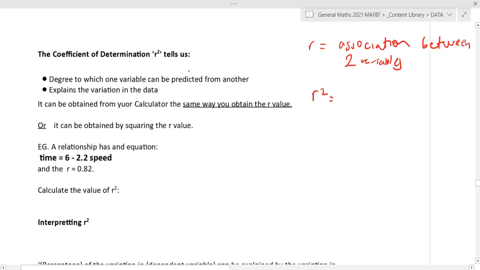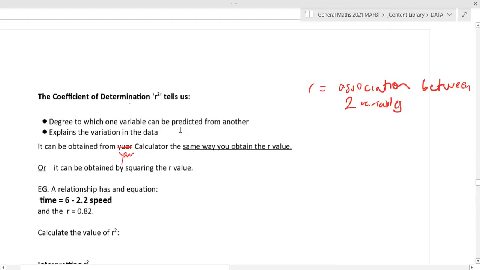You might write the same definition there, but basically these two definitions point out what it really means. So the degree to which one variable can be predicted using another, and the variation in the data. It can be obtained using your calculator, the same way you got the R value. Or another way, the term coefficient of determination, another name for it is R squared. You can obtain it just by squaring the R value.